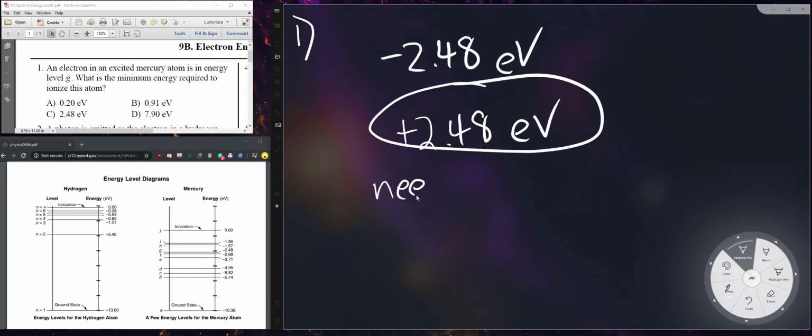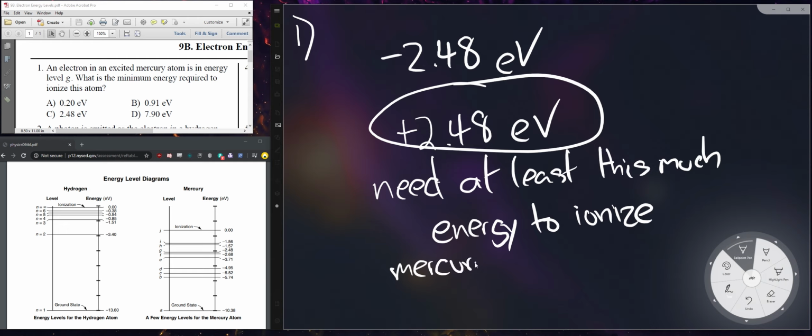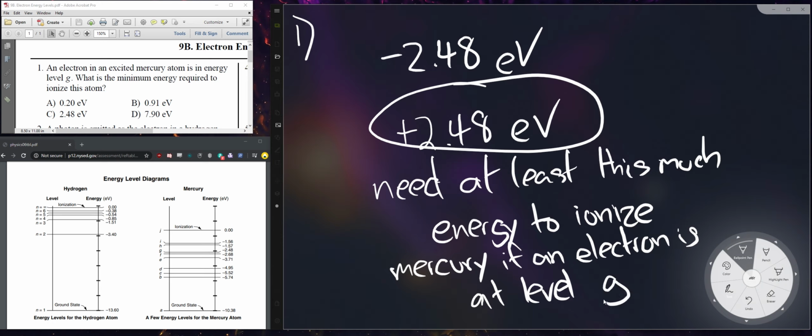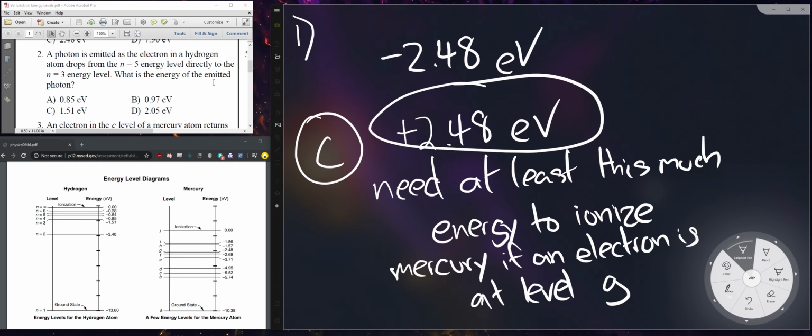You need at least this much energy to ionize mercury if an electron is at level G. It's actually that simple. There are really no tricks involved.